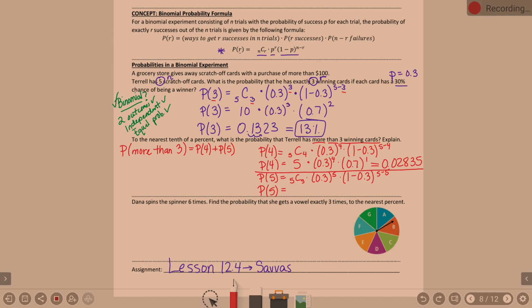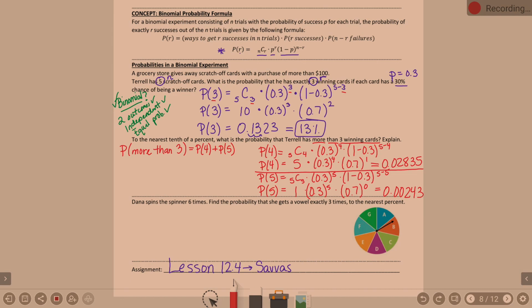5C5, folks, anytime it's a combination, the numbers are the same. It's 1. 0.3 to the 5th, we'll get in a moment. 1 minus 0.3 is 0.7 raised to the 0. Well, if you want to make it this easy on yourself, anything raised to 0 is 1. This is a 1. All you have to do is 0.3 to the 5th. 0.3 to the 5th is 0.00243, according to my notes.